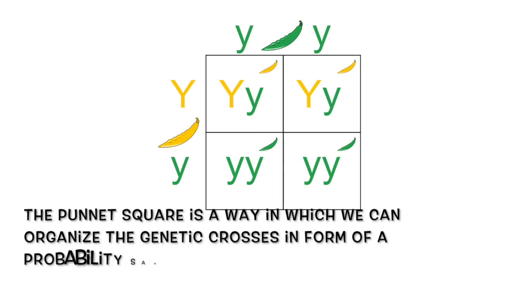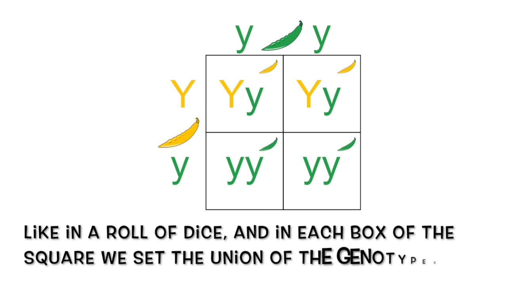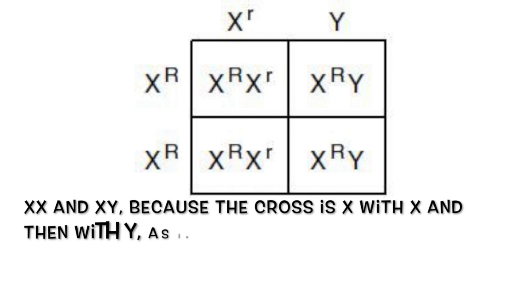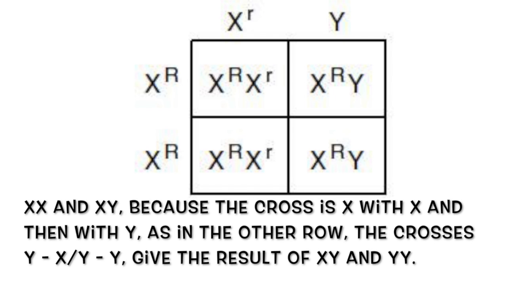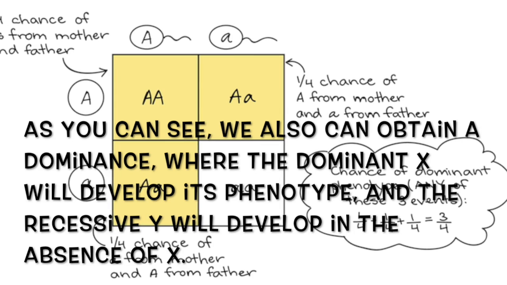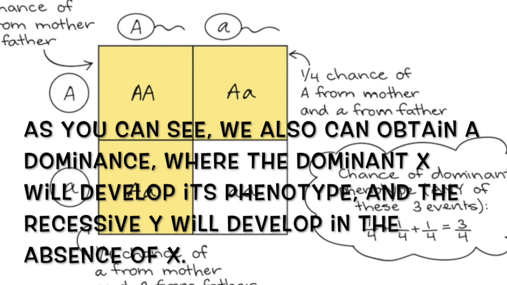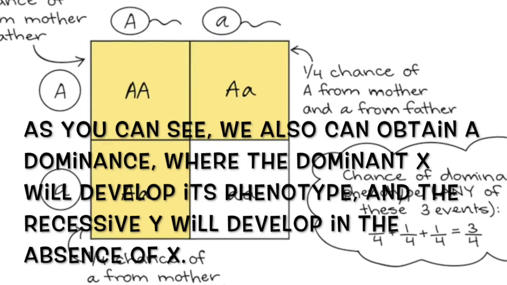Well, the Punnett square is a way in which we can organize the genetic process in the form of a probability sample space, like in a roll of dice, and in each box of the square we can put the union of the genotypes. For example, in the first row we can obtain the following combinations: XX and XY, because the cross is going to be with the X and X and the X and the Y. Along the other row, the crosses YX and YY will give the results XY and YY. And as you can see, we can also obtain an example of dominance, where the X will develop its phenotype and the recessive Y will develop its phenotype in the absence of the X, in heterozygotes.